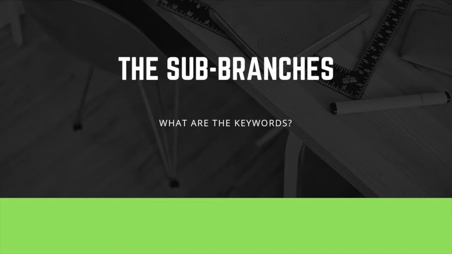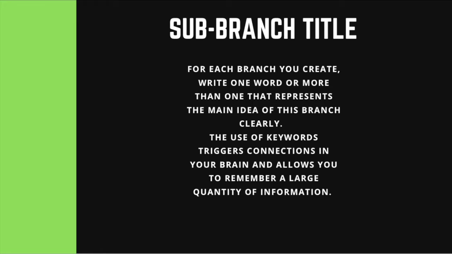These are the sub-branches. So, the sub-branch title. For each branch you create, you write one word or more than one that represents the main idea of this branch clearly. The use of keywords triggers connections in your brain and allows you to remember a large quantity of information. So all the different keywords, they link up. Starting with the main idea's keyword, you're going to have a lot of different keywords that are going to give you all the different branches.